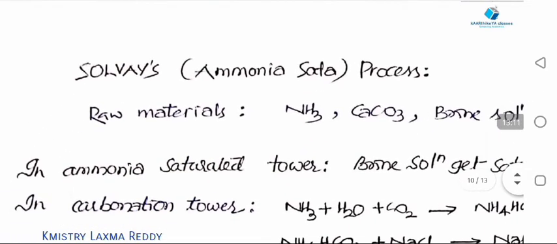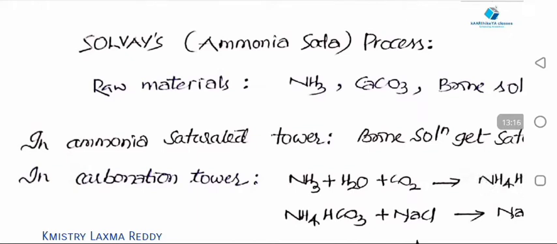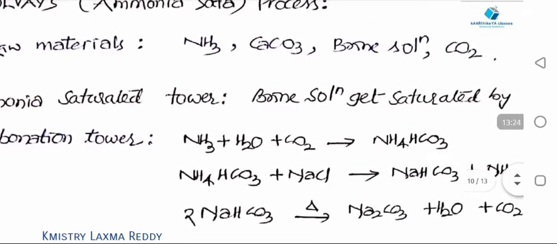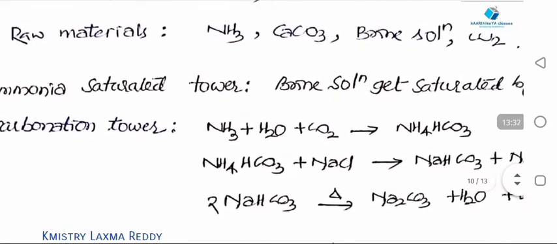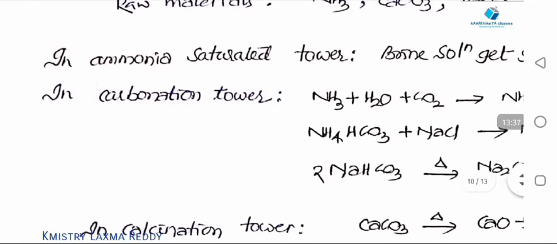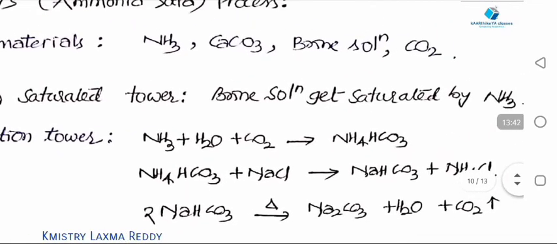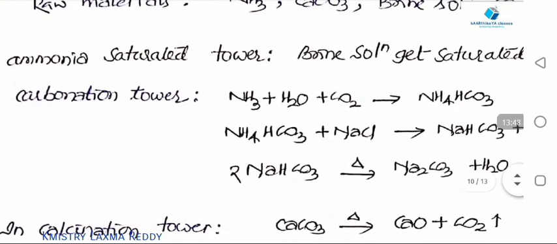Another method, a very important method for JEE or NEET exams, is the Solvay method, which is also called the ammonia soda process. The raw materials are ammonia, calcium carbonate, brine solution, and carbon dioxide is required here. Calcium carbonate is heated to get carbon dioxide. There are 3 towers we generally use in this one. The first one is the ammonia saturated tower, in which brine solution gets saturated by ammonia gas. What happens here?